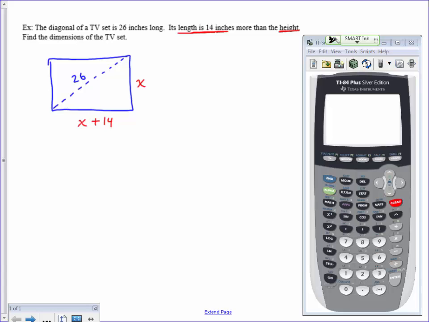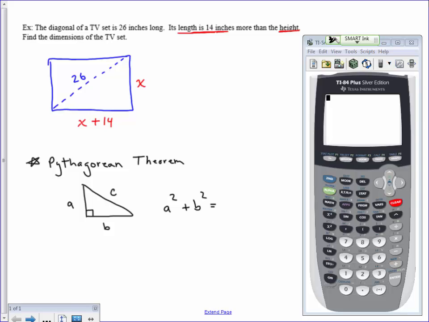For this problem, we need to know some background information, and that is the Pythagorean theorem. The Pythagorean theorem says that if you have a right triangle and we label the sides A, B, and C, with the hypotenuse being C, then A squared plus B squared is equal to C squared. So this is background information that we need to know.